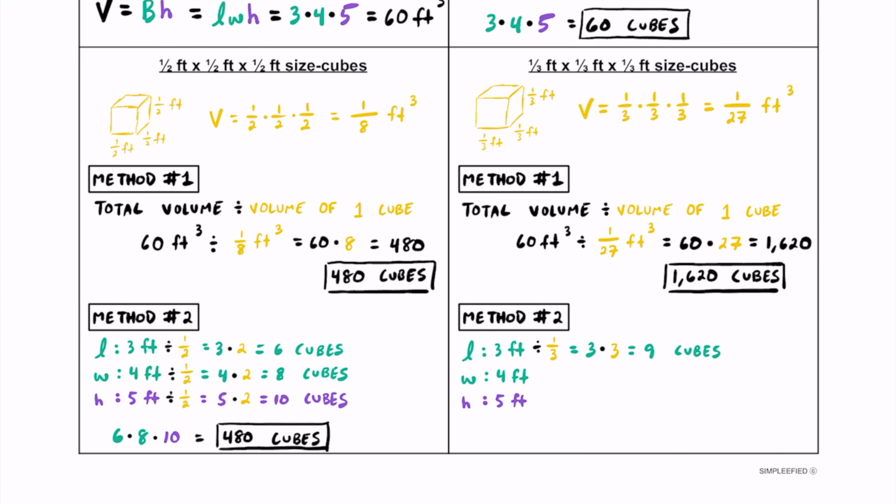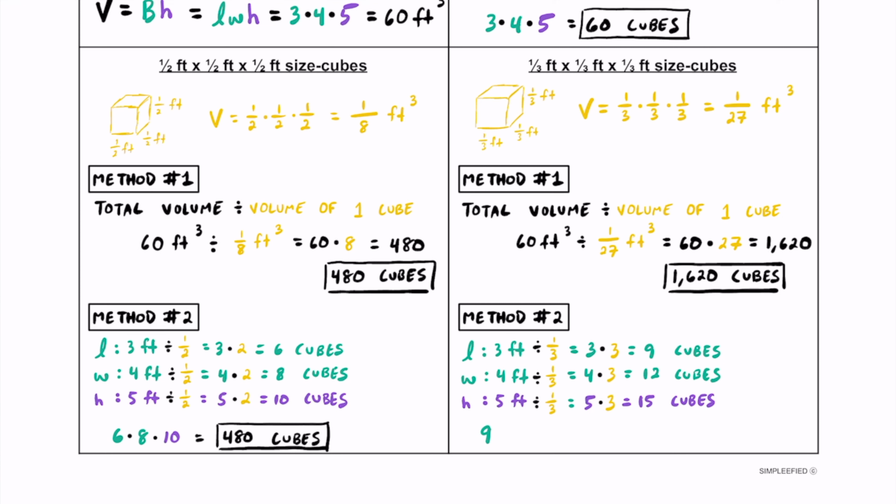Okay, and then for the width, we're also going to divide by 1/3 here. So let's see how many thirds fit inside of 4 wholes. So 4 multiplied by the reciprocal, that's going to be 4 multiplied by 3, which is 12 cubes going across the width. And then finally for the height, if we want to see how many of these 1/3 by 1/3 by 1/3 foot cubes fit up and down, if we stack these on top of each other, how many times does 1/3 fit into 5? Well, that's going to be 5 multiplied by the reciprocal, which is 5 times 3. And so 5 times 3 is going to equal 15. So we're going to have 15 of these cubes stacked on top of each other.